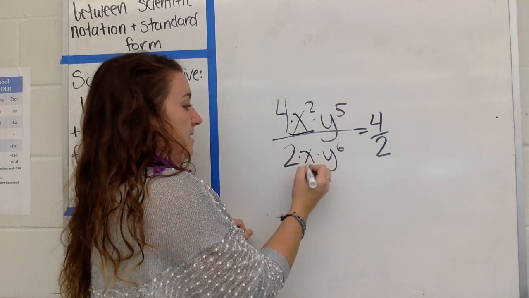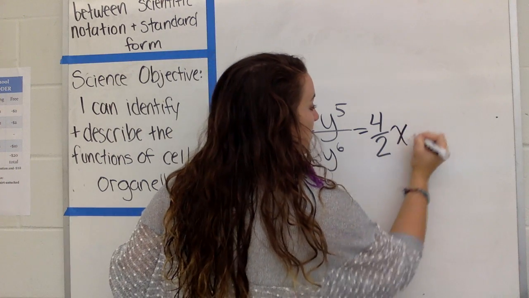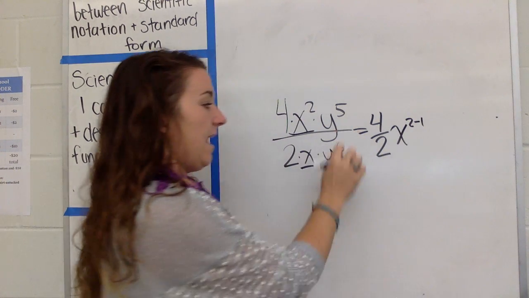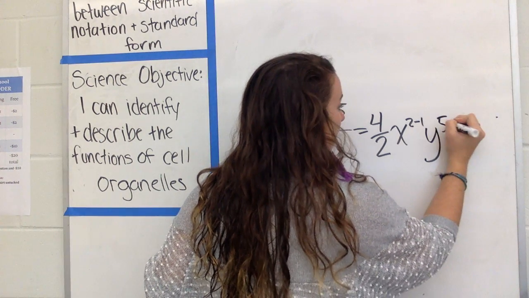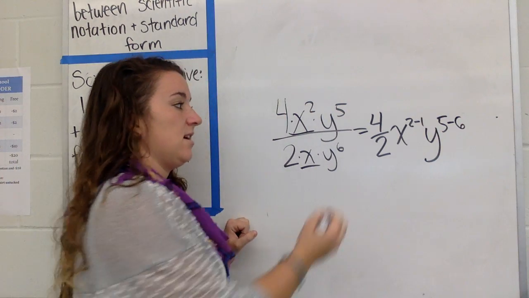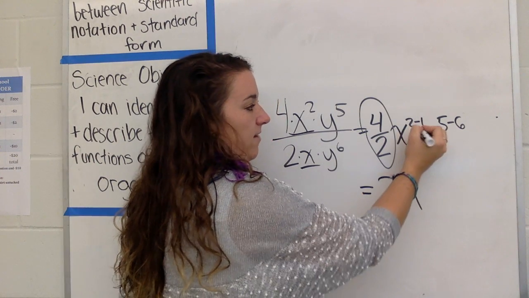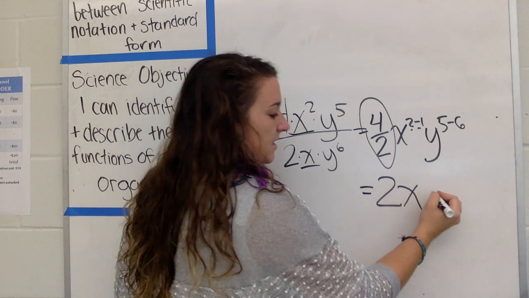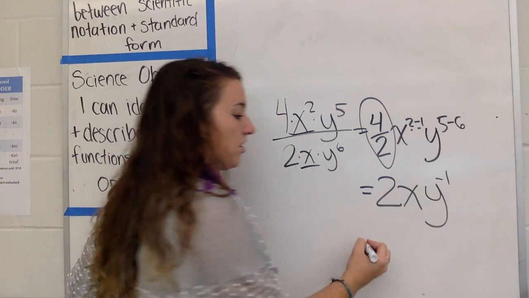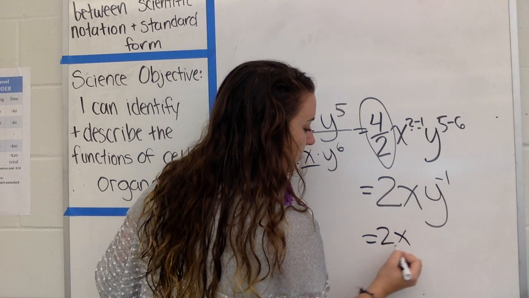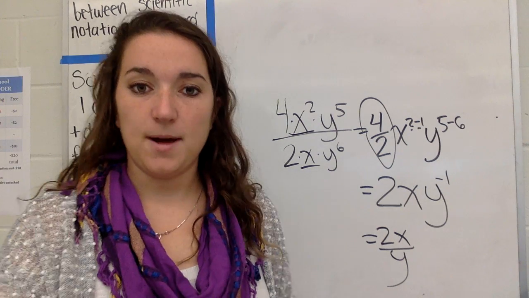Now I look at my x's. Up top I have x squared, and the bottom I have x to the second power. We're dividing, so we're subtracting. And then the last one I have my y's. So I'll do y 5 minus 6. I can simplify 4 minus 2 to get 2. Simplify x to the 2 minus 1 to get x. Then I'll have y to the negative first power. This can also be written as 2x over y. Go ahead, try the next problem.